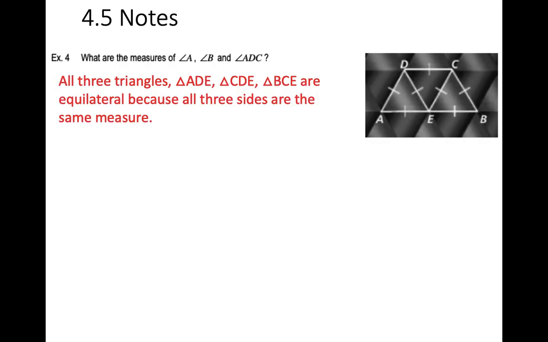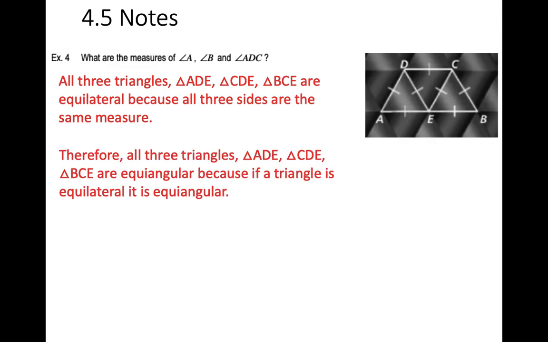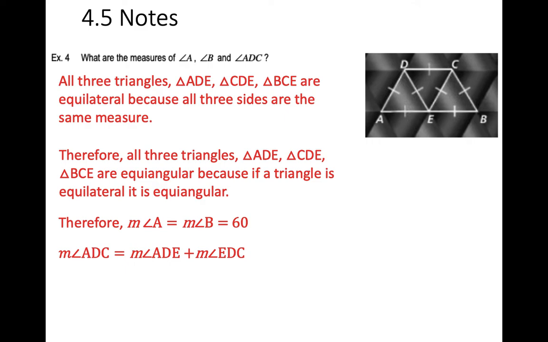Okay? So all 3 of these triangles are equilateral because the 3 sides are marked. Therefore, they're all equiangular, because if it is equilateral, then it's equiangular. Okay? Therefore, angle A is 60 degrees, as we said, because 60 plus 60 plus 60 is 180. So for all equiangular triangles, it's a 60, 60, 60 triangle. So angle A and angle B there are both parts of equilateral triangles, so it must be 60.